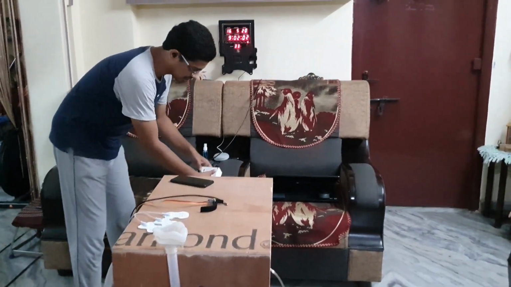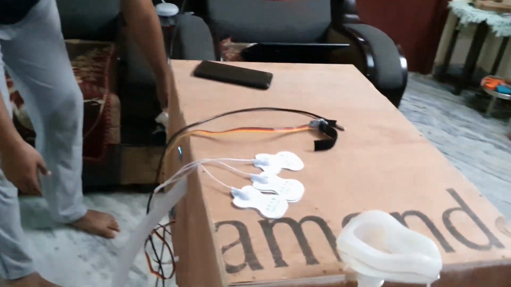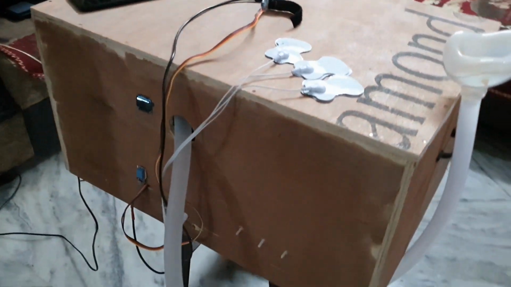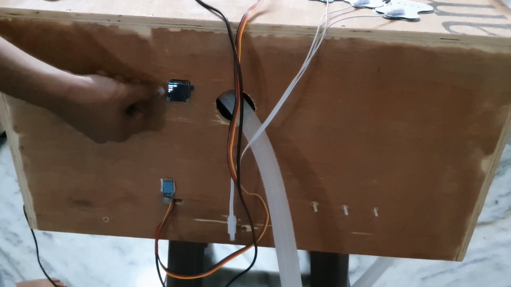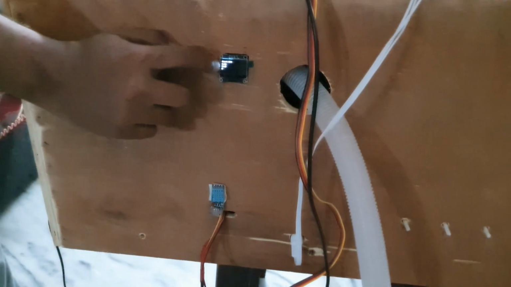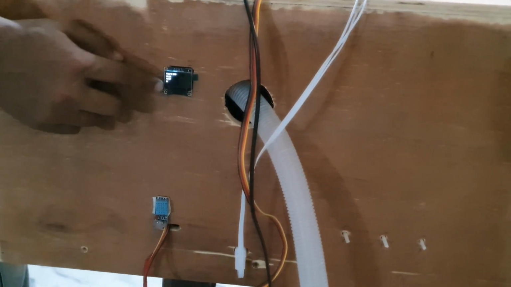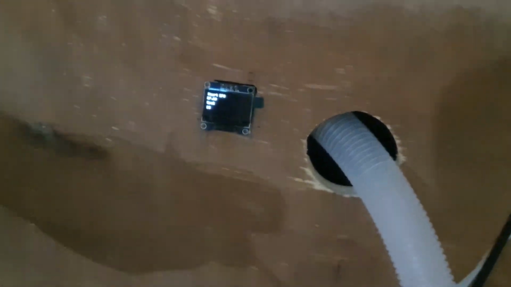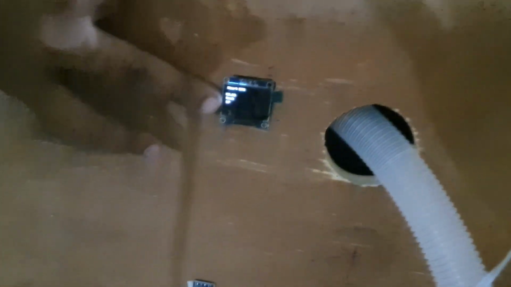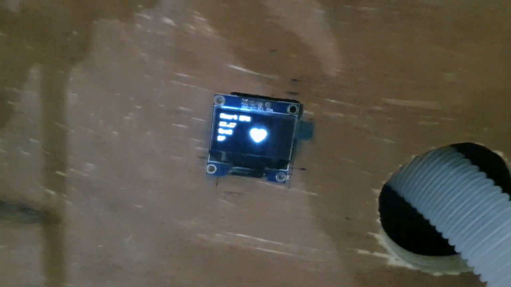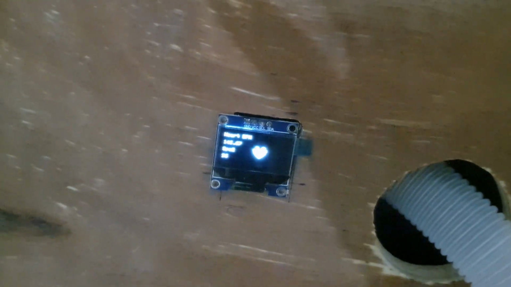So now I am switching on the ventilator. Now the motor is trying to calibrate itself, and here you can see the initialization, and here you can see the BPM, pulse, and blood oxygen saturation. So now I will wear that. Now you can see my pulse rate and blood oxygen saturation on this display, and as well we can check it on our mobile.